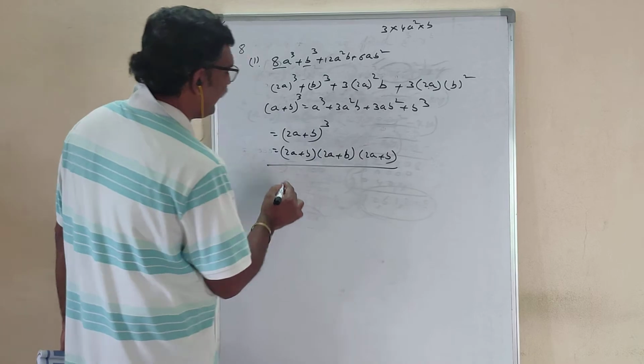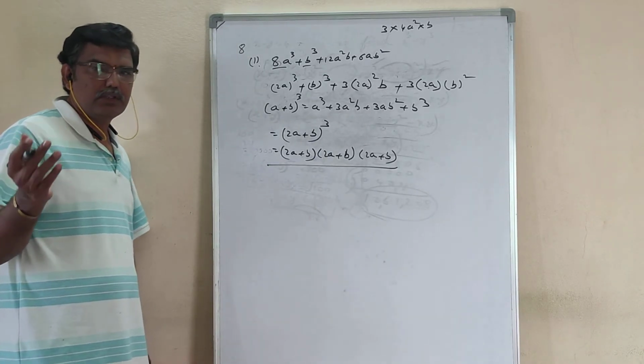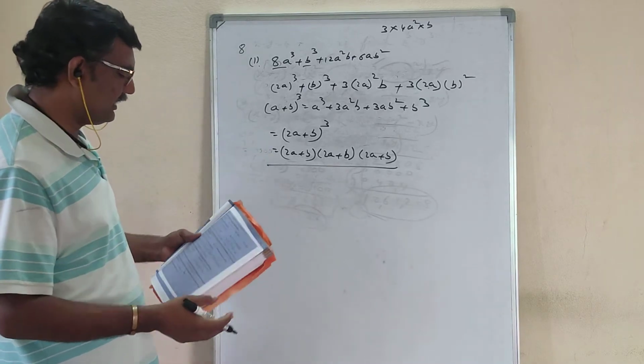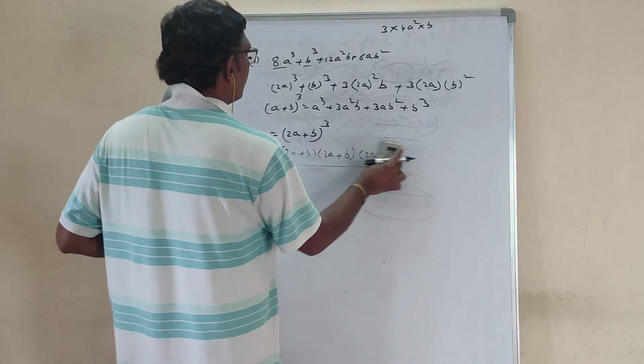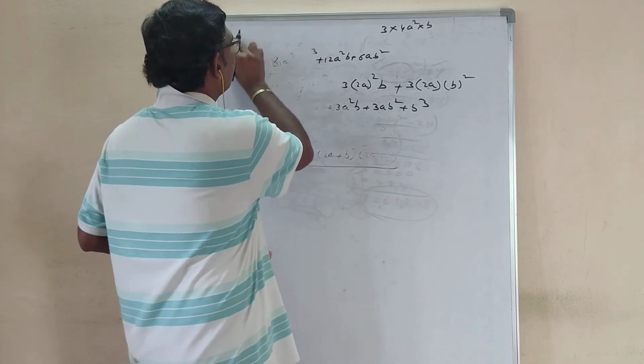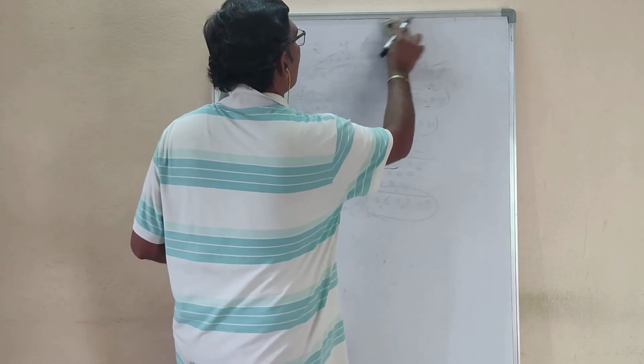So this is called factorization. Factorization means, as I said, you have to write the product of the terms. So I wrote it as a product of the terms. So next one. See what is the next one.